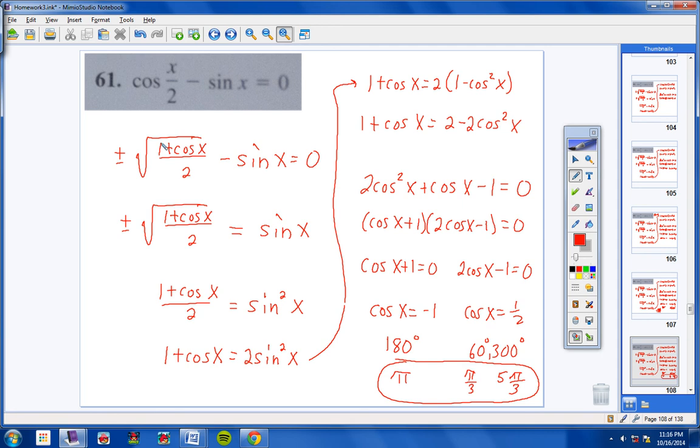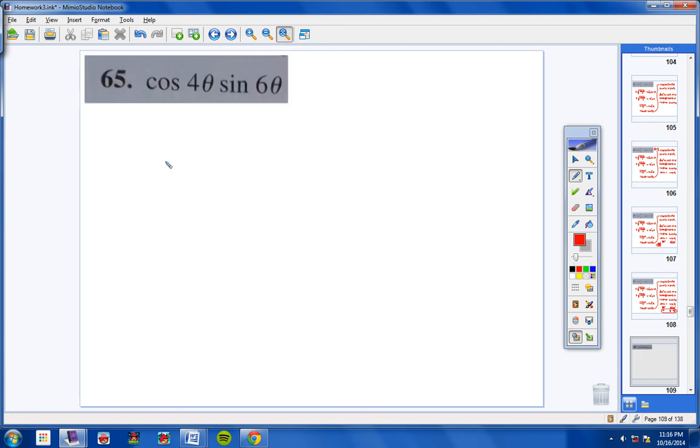Let all that sink in, and we're going to move on to the next problem, number 65. Number 65 says to use the product to sum formulas to write the product as a sum or difference. So if you look in your trig identities, first of all, we're going to call this U and this V.